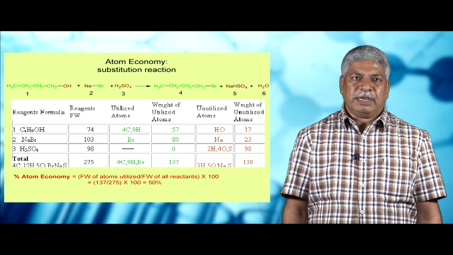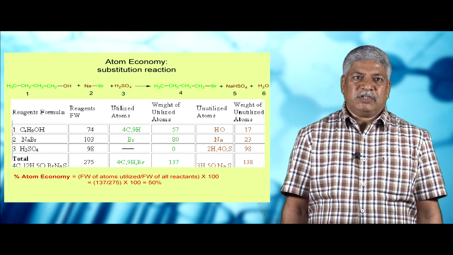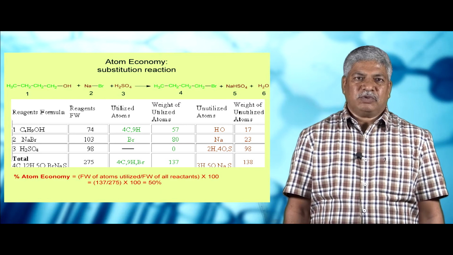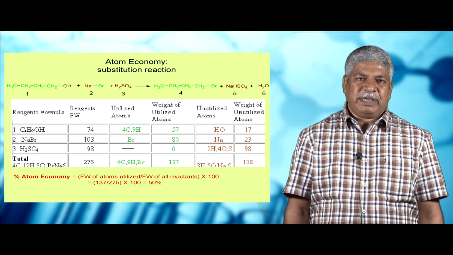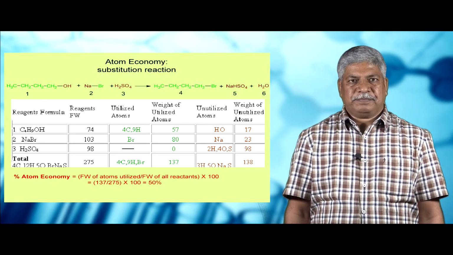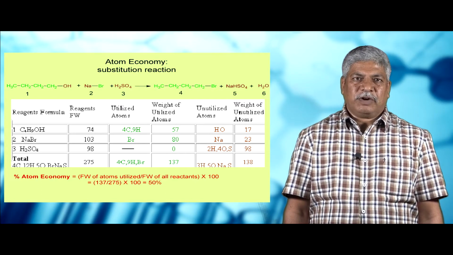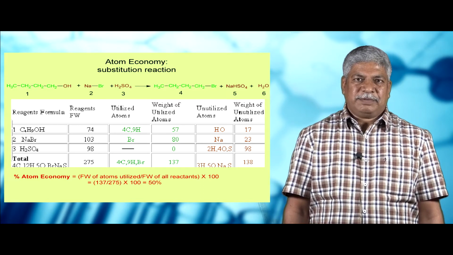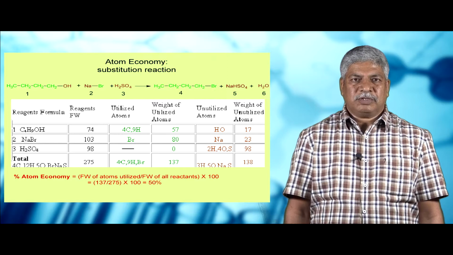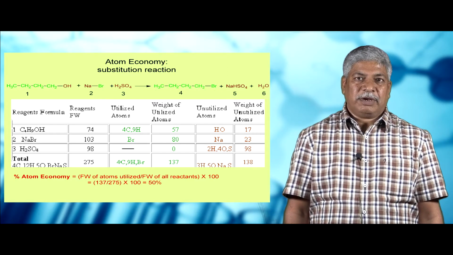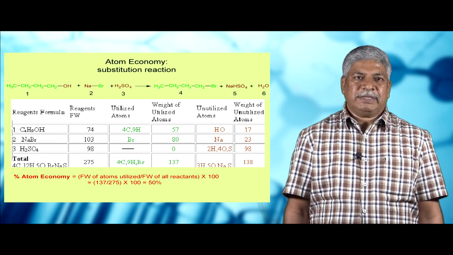In the adjacent column we have written the reagent's formula weight. In the next column, the utilized atoms. What are the utilized atoms? That means the atoms that go into the product. And the next column is the formula weight of the utilized atoms. And in the next two columns, the unutilized atoms and the corresponding weight of these unutilized atoms.